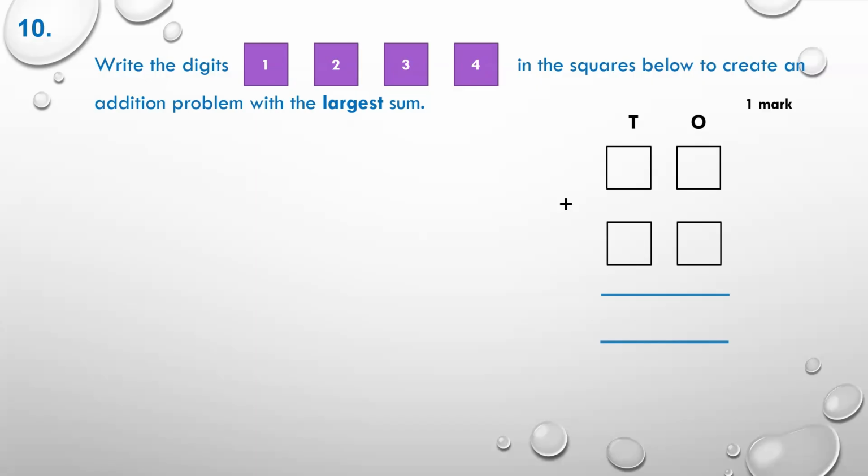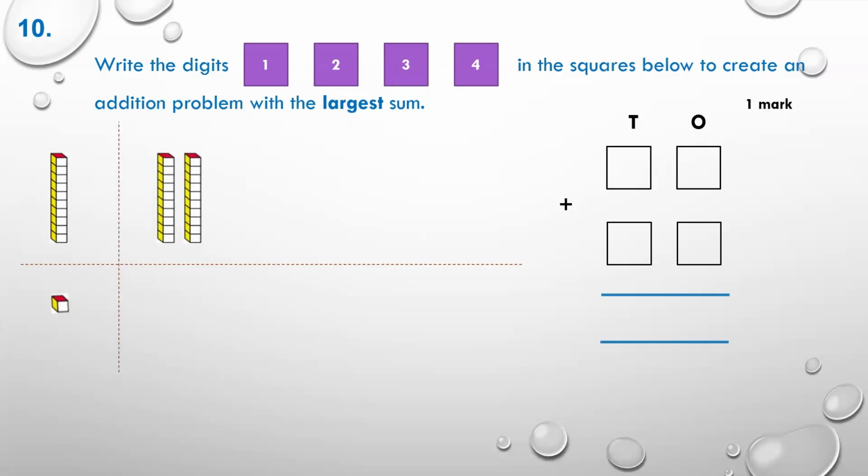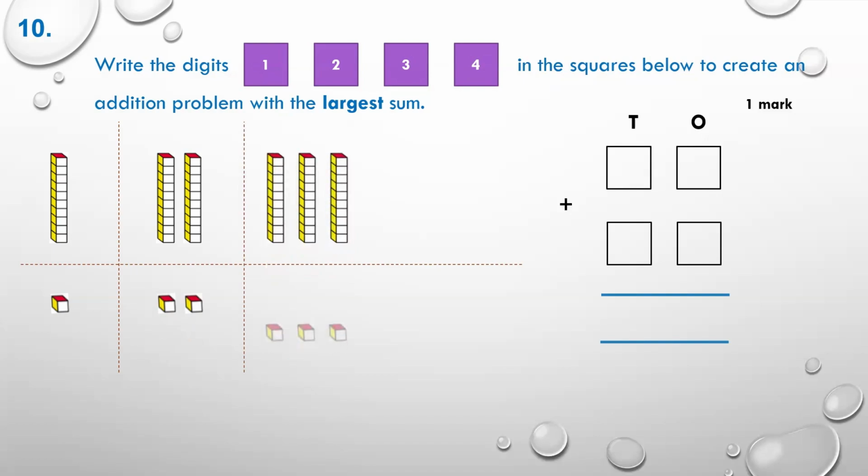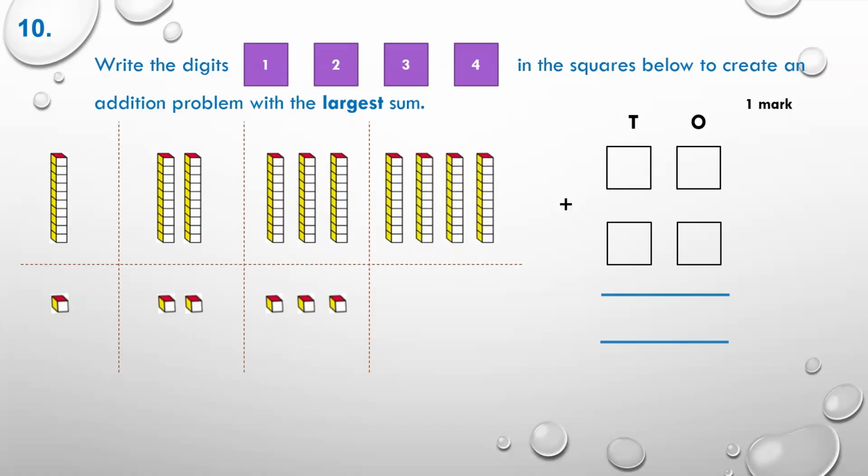Now let's think about it. If we think of 1, 1 can either be 1 set of 10 or it can be 1 unit. What about 2? Well, then 2 could either fit as 2 10s if we put it on the left side, or it could be 2 1s. What about 3? 3 can be 3 10s, or it can be 3 1s. Because we have the options. And finally, what about 4? 4 can be 4 10s, or it can be 4 1s.